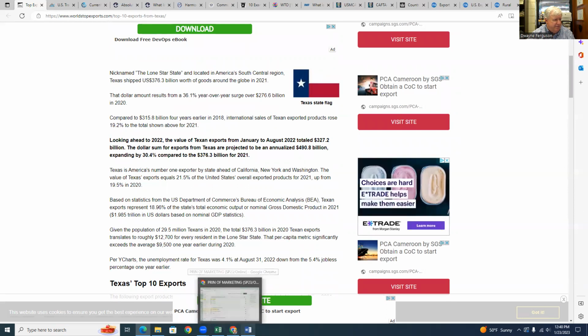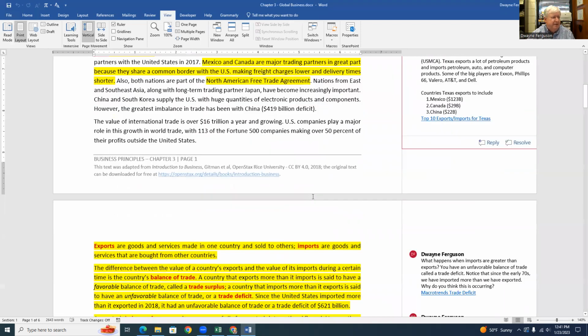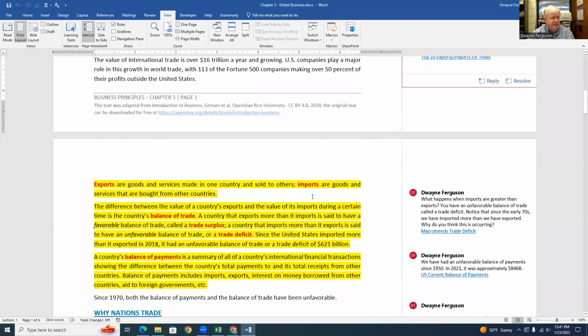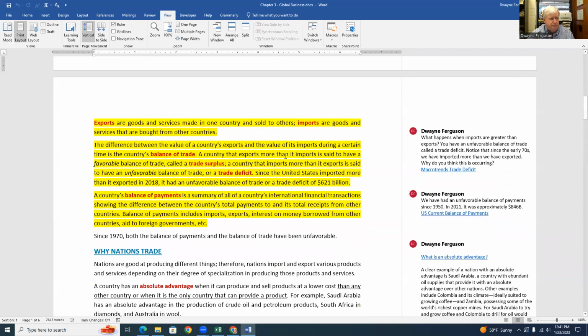And on the quiz and on the test, just know China, Canada, Mexico are our top three trading partners, that we have an unfavorable balance of trade nationally. We should be seeing more things exported out of our state and out of our country than imported. So anyway, that's what I have highlighted here, the definition of export versus an import.